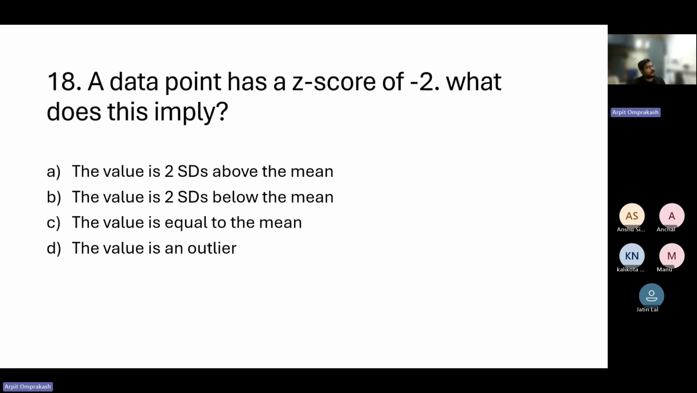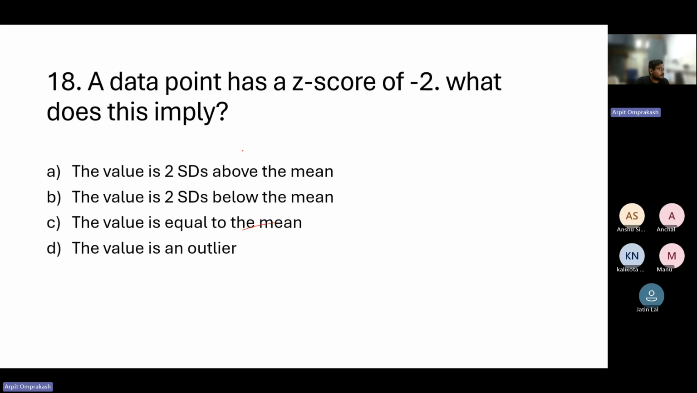Question 18. A data point has a z-score of -2. What does this imply? So a z-score of -2 means that, so option A, the value is 2 standard deviations above the mean. B, the value is 2 standard deviations below the mean. C, the value is equal to the mean. D, the value is an outlier.